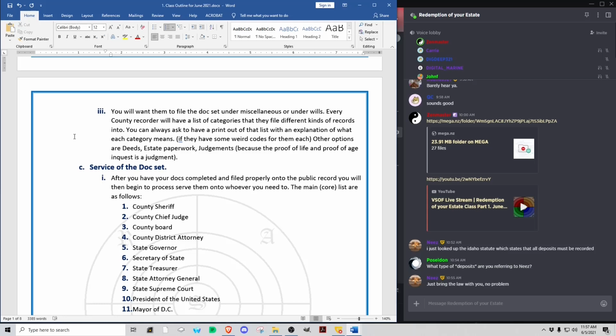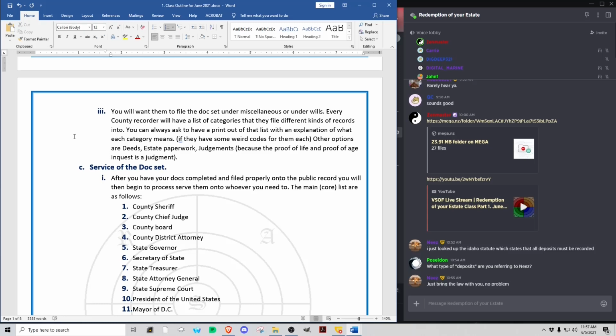Okay, so you get the printout and you just figure out which code it is. Just make sure that you can put it into, and if nothing fits, tell them to file it under miscellaneous. It doesn't really matter. Wills is probably the best one you could file it under. You could also file it under judgments, because the proof of life and proof of age inquest is a judgment. Some counties will have estate paperwork or estate as a category. You could file them all into there.